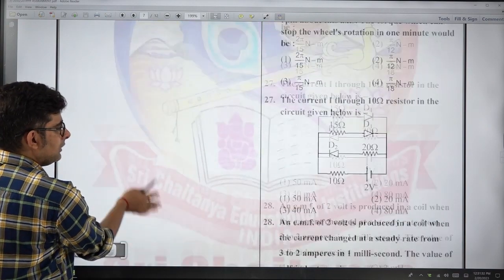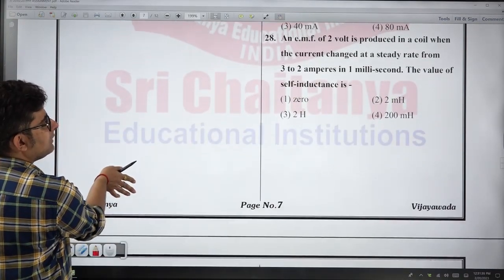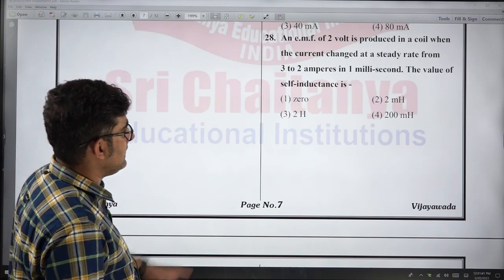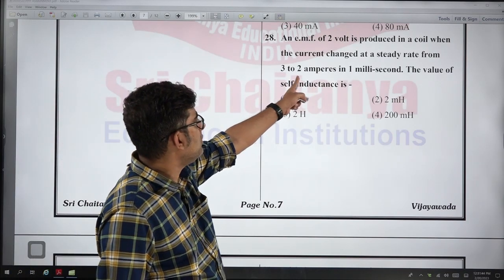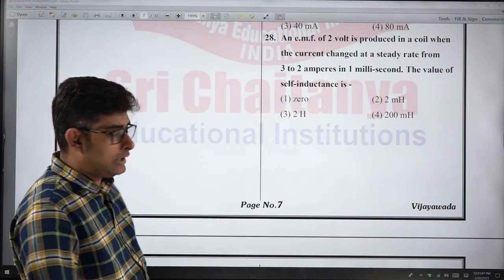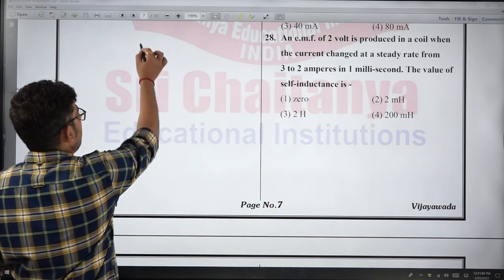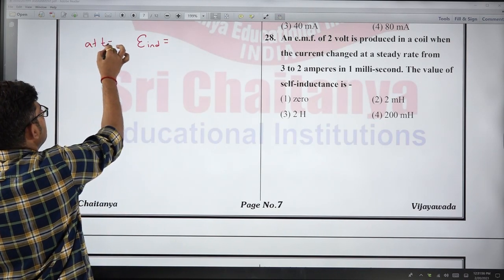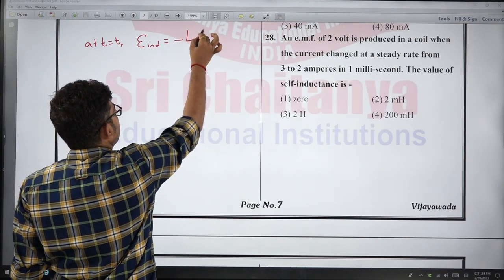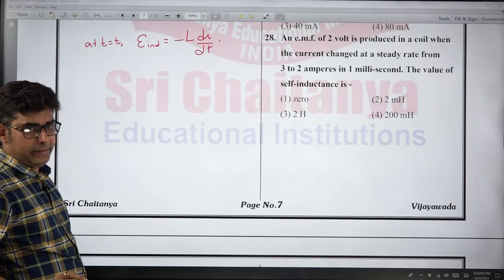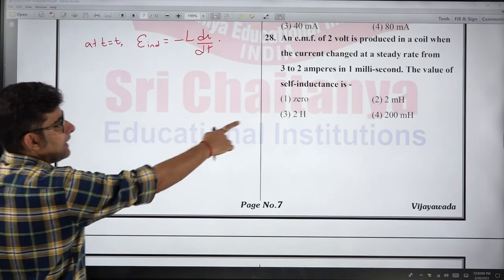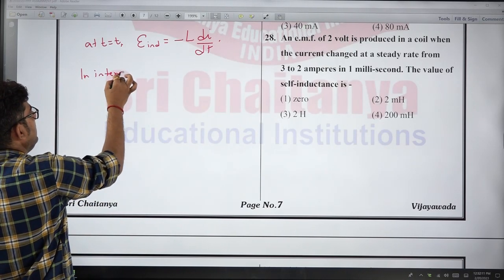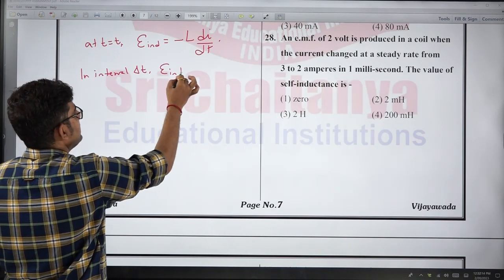Now coming to the next question. What is the next question saying? EMF of 2 volt is produced in a coil when the current changed at a steady rate from 3 to 2 amperes in 1 millisecond. Now you should know they are asking self inductance. You should remember, if we write E induced at time t, then we write the formula E induced is minus L di by dt. This is instantaneous EMF, but they have given a 1 millisecond interval. In interval delta t, you will find the average induced EMF.